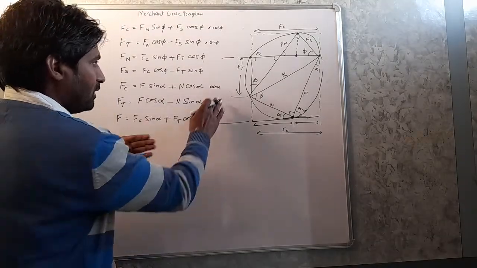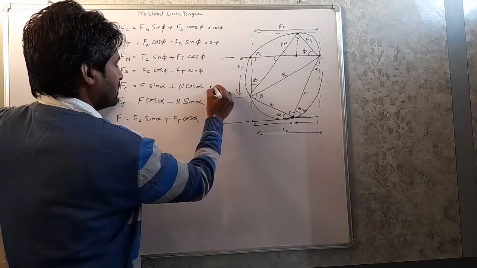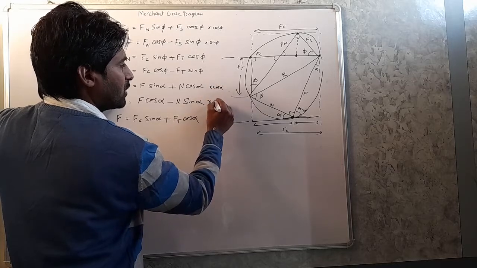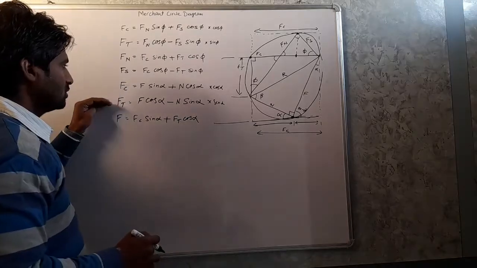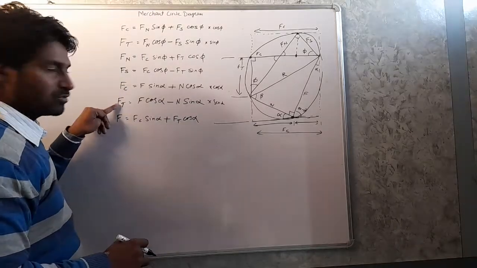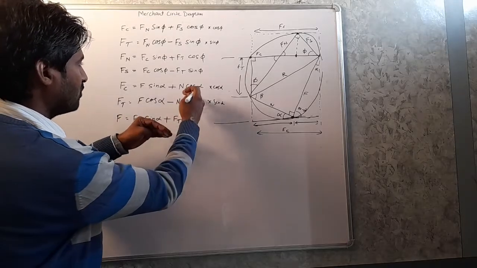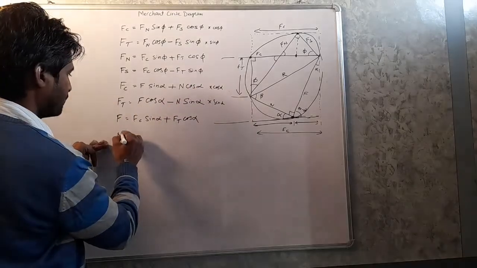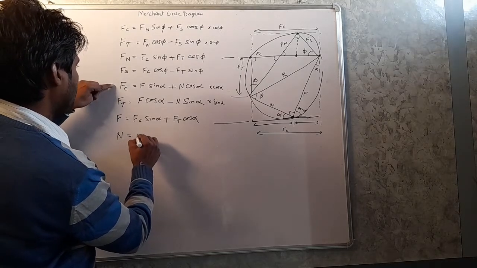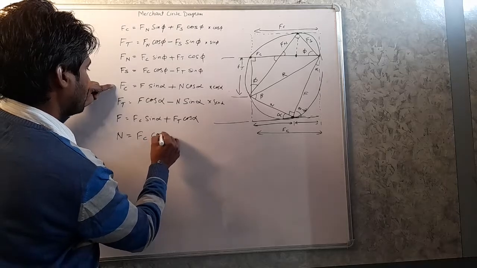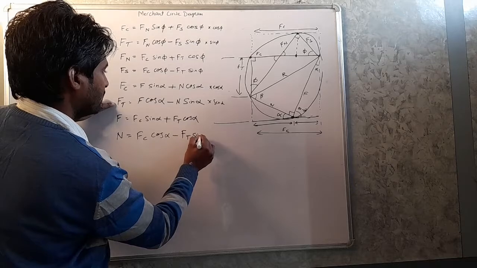Now again, multiply the first one by cos alpha and the second one by sin alpha, and subtract this equation from this equation. This will give the value in terms of N equal to Fc cos alpha minus Ft sin alpha.